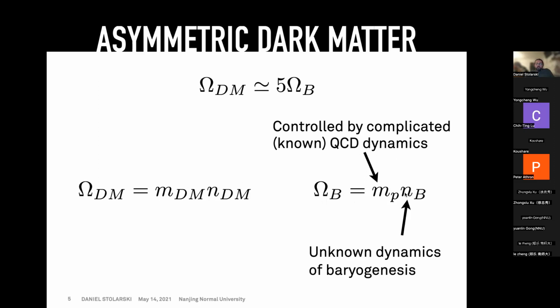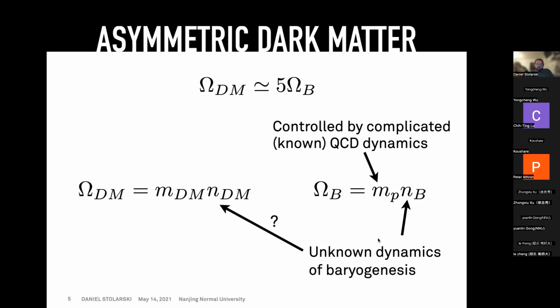On the other hand, the number density of baryons, we don't have really any idea how it works. We have a name for it. We call it baryogenesis. There's something that gives you more baryons than antibaryons, but we don't know what the mechanism is in nature that does this. Okay, so the first thing we can try is maybe whatever controls the asymmetry of baryons also controls the asymmetry of dark matter.